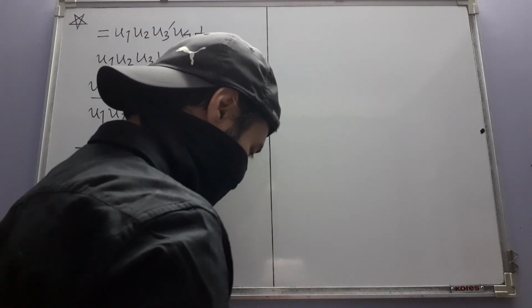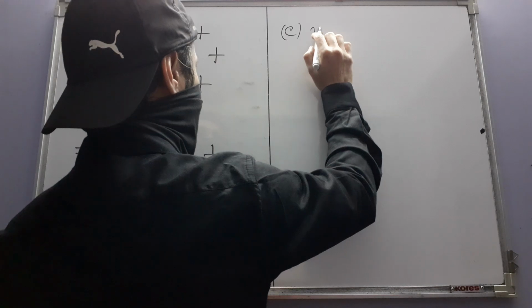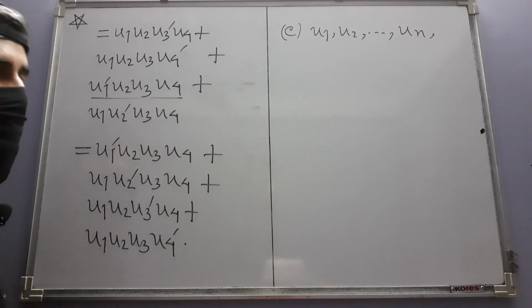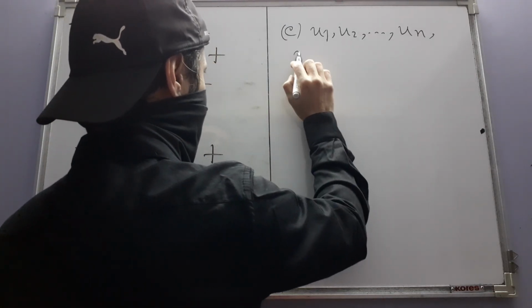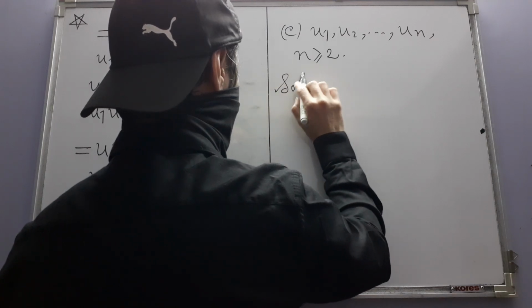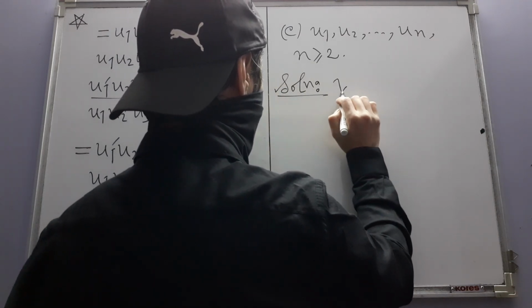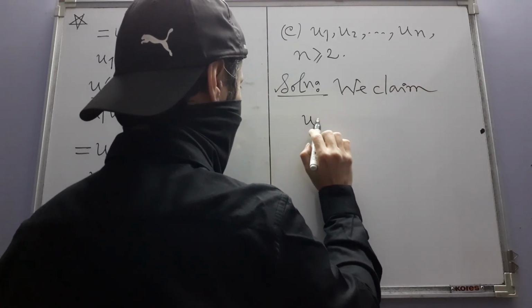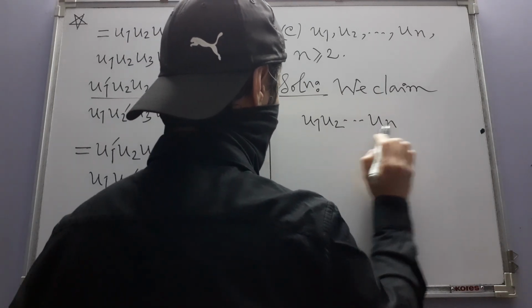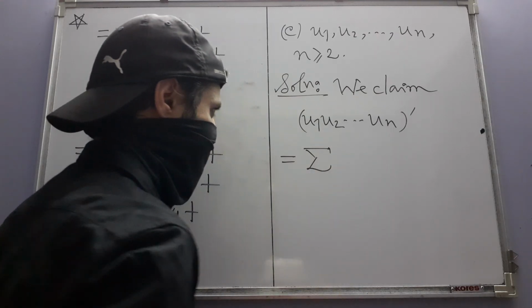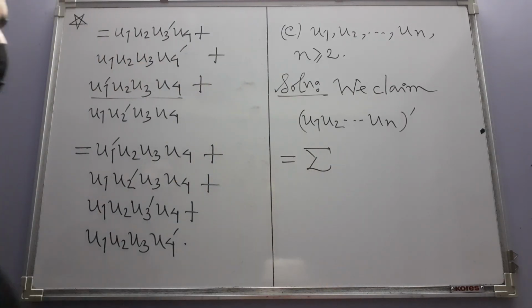So this will be part C. Here we have n number of differentiable functions where n is finite, of course, n is a positive integer and n is at least 2. Our claim is this: that not only is the product differentiable, but its derivative is going to look like this. Because a general sum is involved, it's better to use the summation notation.